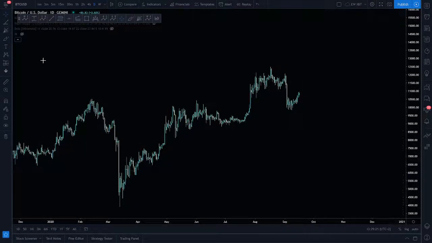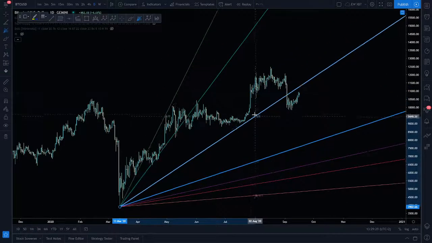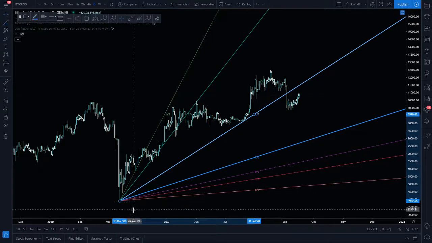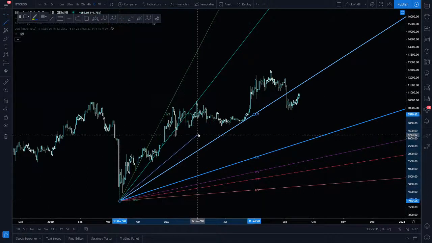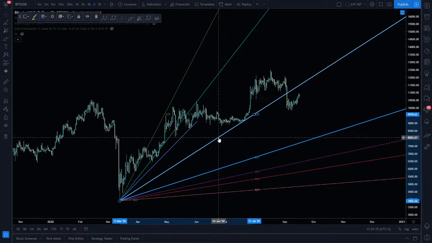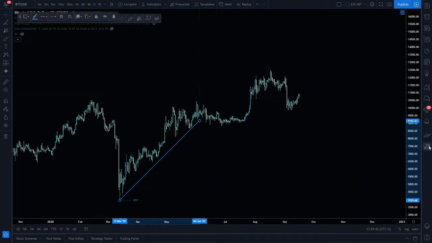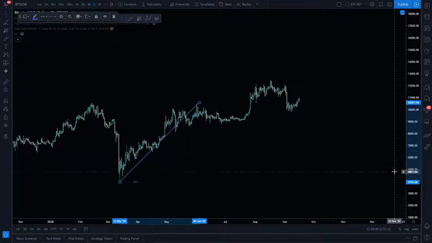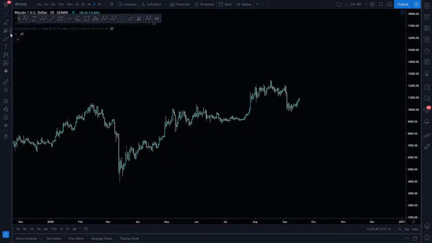How do you scale them, right? Because how do I draw this? Okay, from here to here, right? But if you take a 45-degree angle like this, you can see that if I scale my chart differently, then it moves a lot. So how do you scale your chart?